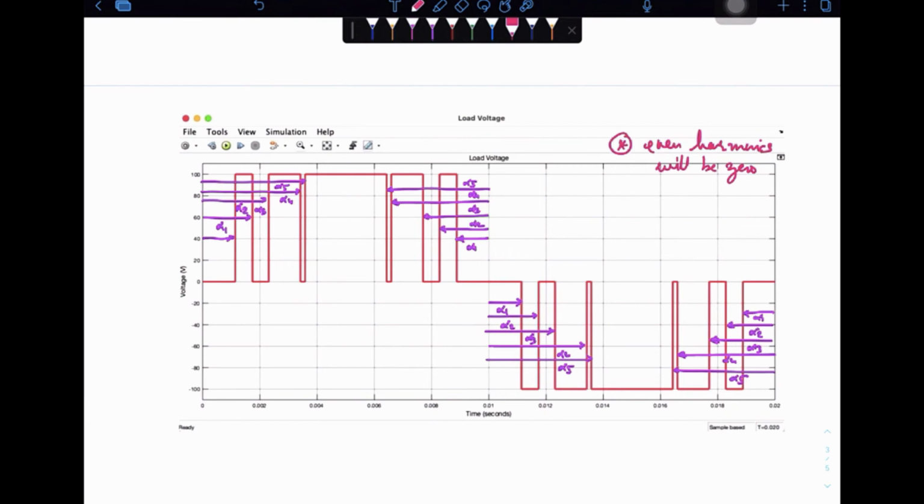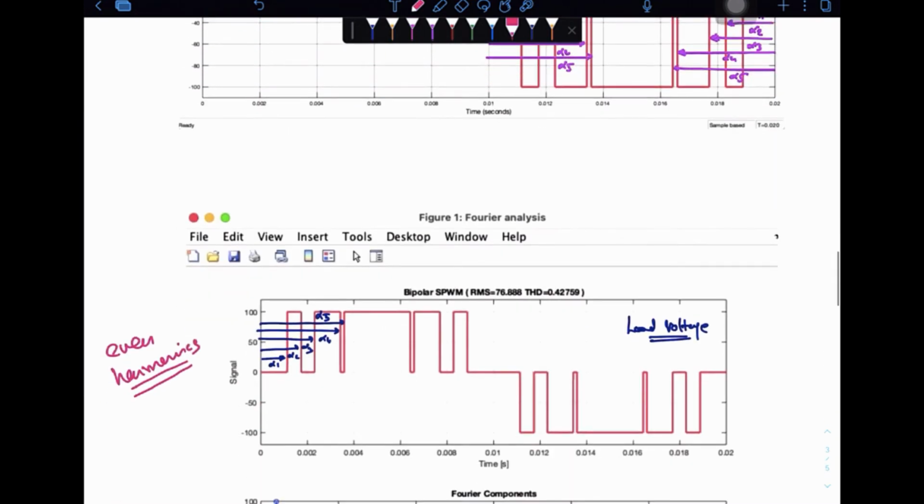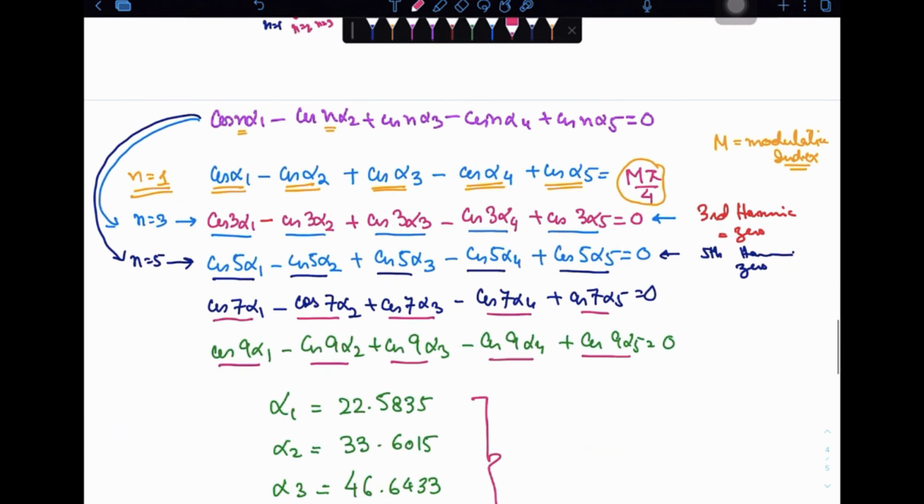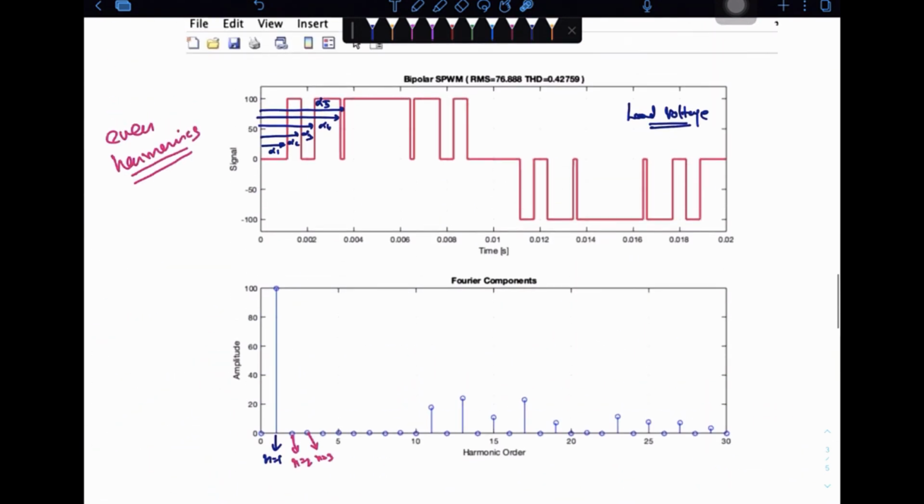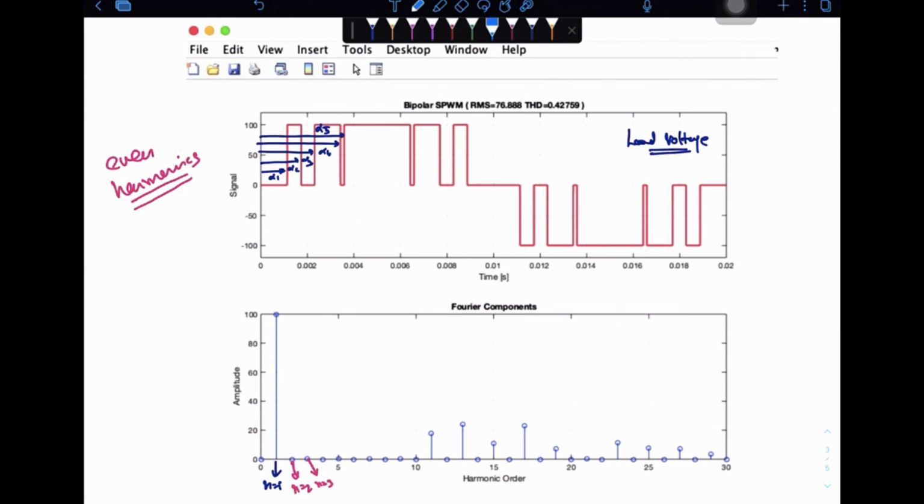Only odd harmonics will be there, and from that set of odd harmonics we are going to cancel the third, fifth, seventh and ninth harmonics, and you can observe that from the spectrum that I have obtained from Matlab. For the fifth harmonic, n is equal to 5, and its magnitude is equal to 0. And what about the seventh? When n is equal to 7, you have 0 magnitude. Similarly, when n is equal to 9, you have 0 magnitude. So all of these harmonics are no more present in the output voltage waveform of your inverter.